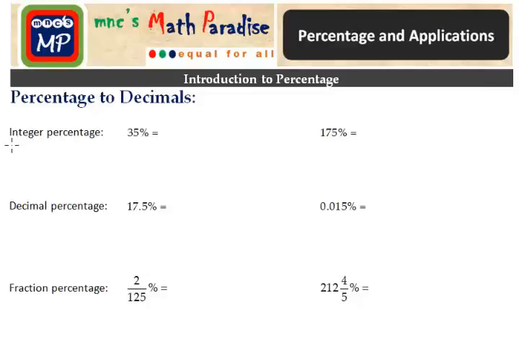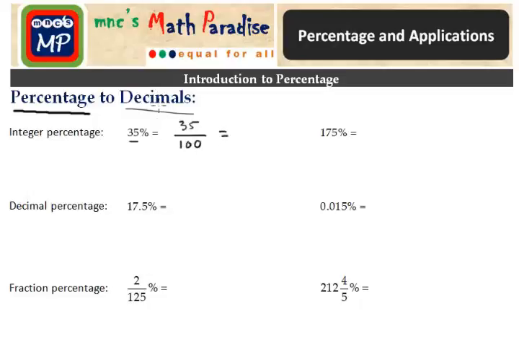Now we will see how to convert percentage into decimal numbers. As we learned in our previous slide, to convert a percentage to any other form, we just take the value part and divide it by 100. So this 35% equals 35 divided by 100. Previously we simplified and converted into a fraction, but here we will convert into a decimal value.